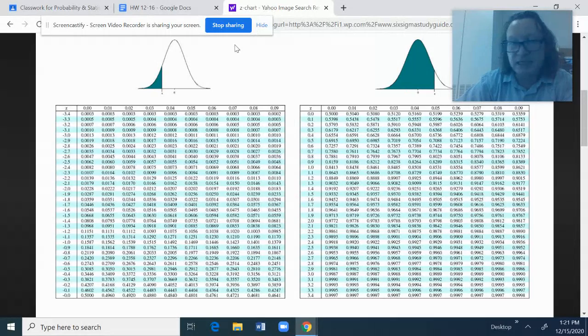Questions 17 and 19 are the same thing, but they give you your Z in a picture. 17 is between Z equals 1.2 and 0. 19 is Z between 1.5 and negative 0.5. Do your best. We shall go over these on Thursday.